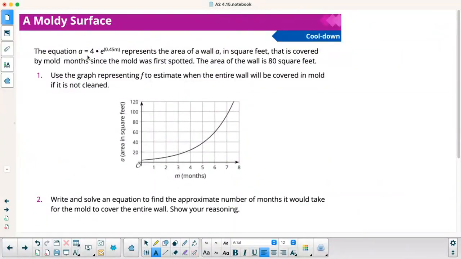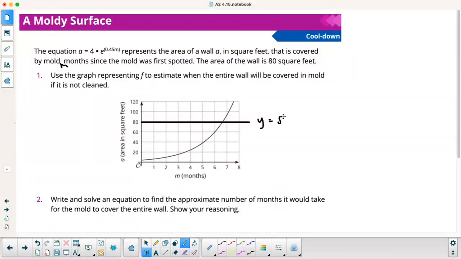Cool down. The equation A equals 4 times e to the 0.45m represents the area of a wall, A, in square feet covered by mold, m months since the mold was first spotted. The area of the wall is 80 square feet. Use the graph representing A to estimate when the entire wall will be covered in mold, if not cleared. So we needed to graph y equals 80. So that'd be like setting this whole thing equal: 80 equals 4 times e to the 0.45m.